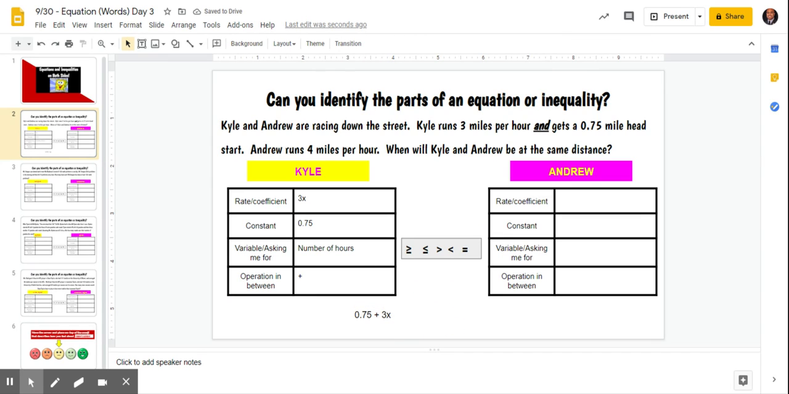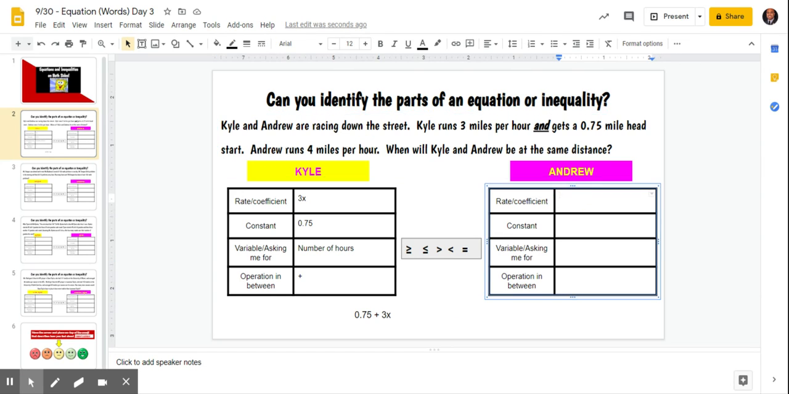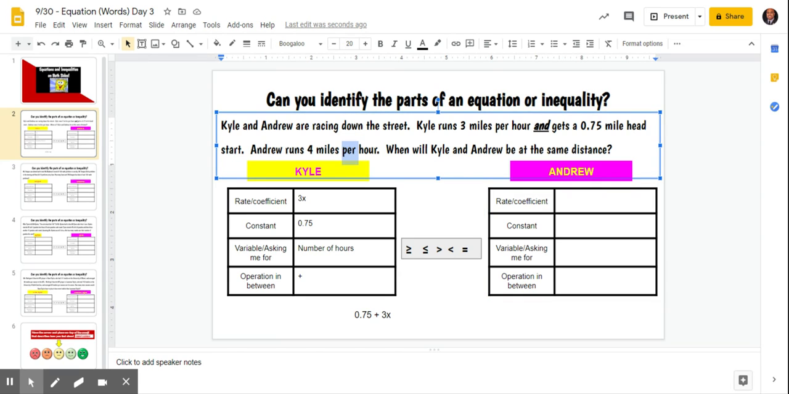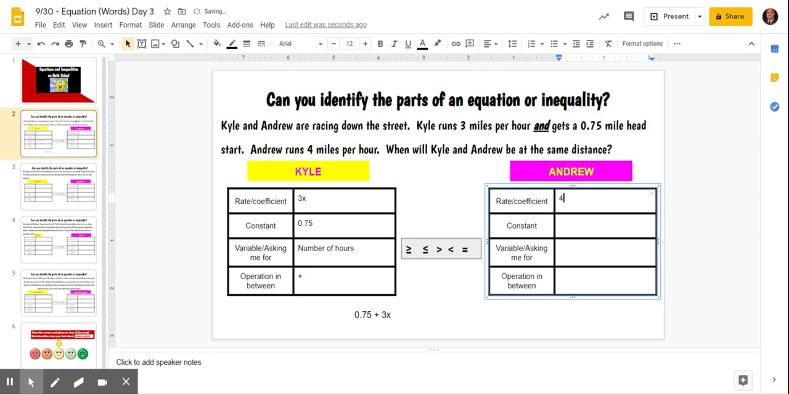Okay, now we need Andrew's side. It says Andrew runs 4 miles per hour. That word per, that's an indicator of a rate, so there's 4 miles per hour. Okay, is there anything extra for Andrew? Any constant, any number by itself, like there was for Kyle? No, there wasn't. So you can leave it blank or put it 0 if you feel like you need to fill something in there. And the variable it's asking me for is still when, or the amount of time.